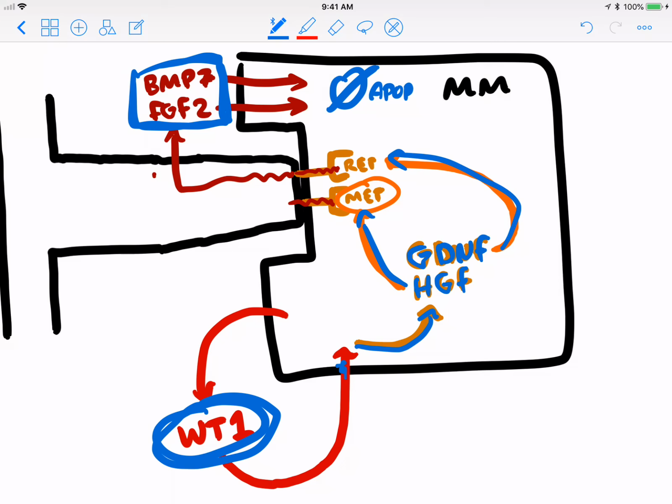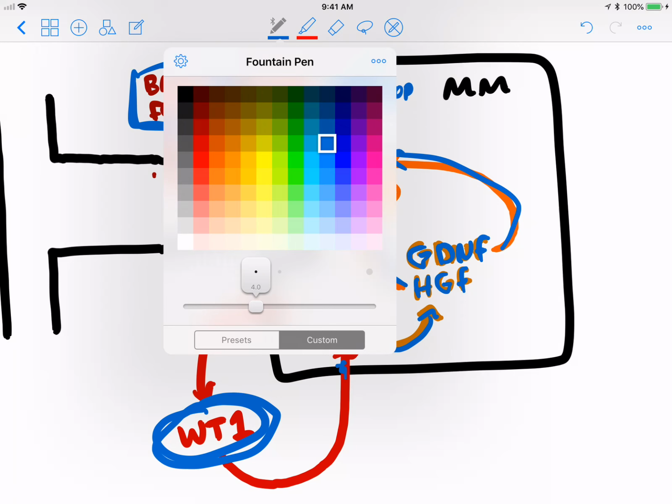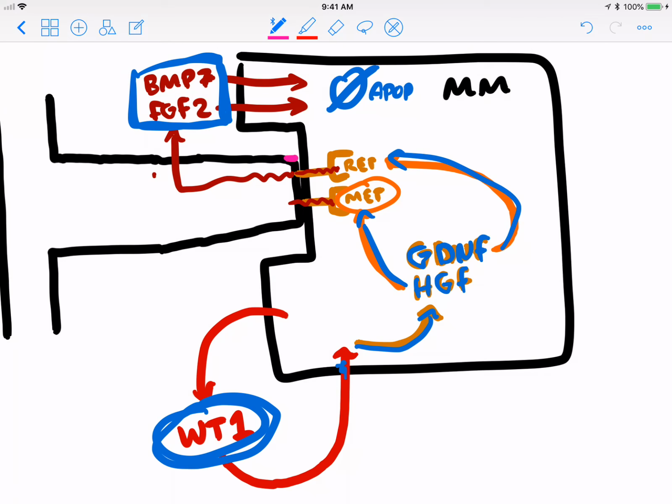So the metanephric mesenchyme cap, and let's define that. That's like this area that's forming right here. That's like a little cap. That is going to ultimately release some factors of its own in order to encourage branching and so on.